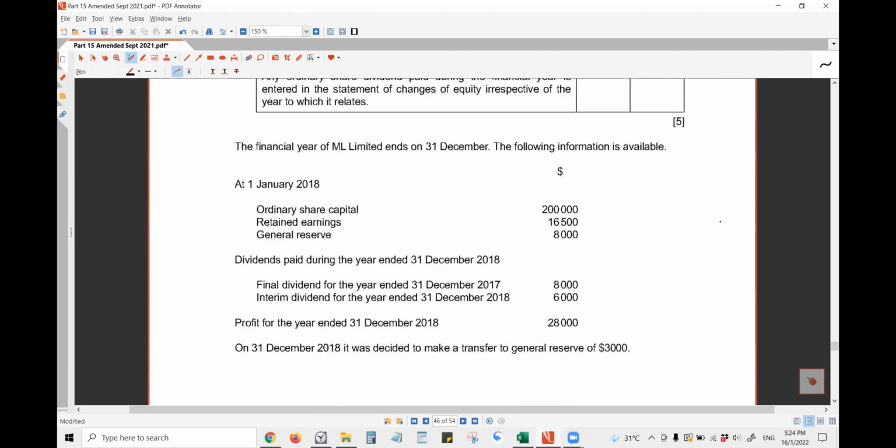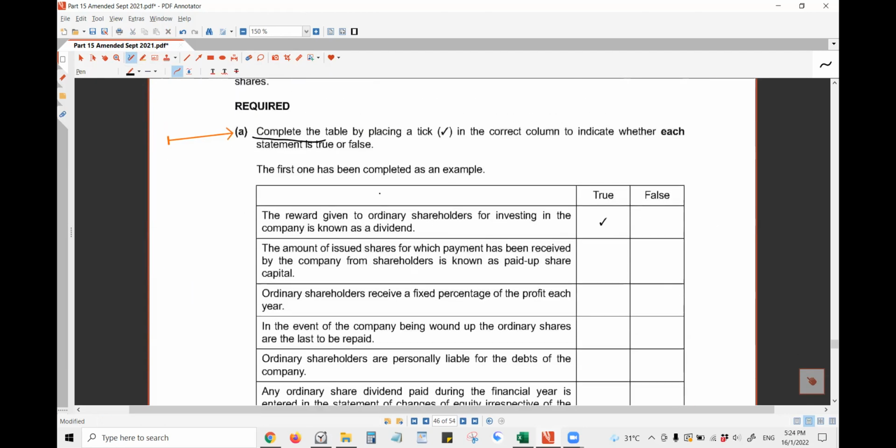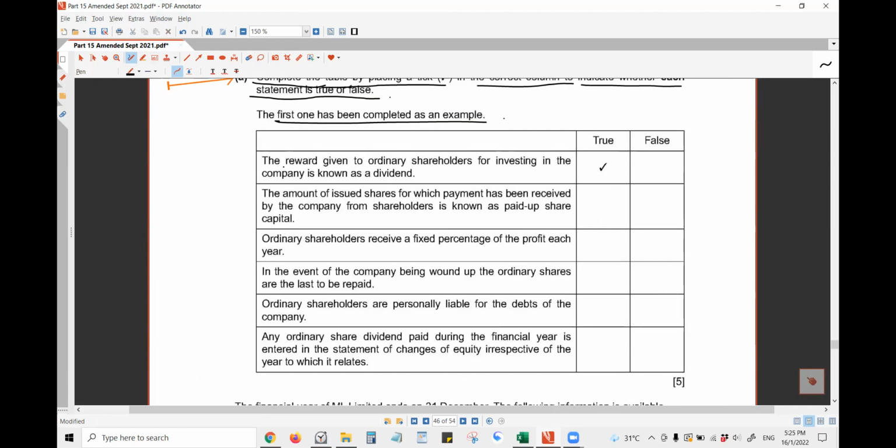Okay, 343. Complete the table by placing a tick in the correct column to indicate whether each statement or sentence is true or false. First one has been done as example. Let's read. Reward given to ordinary shareholders for investing in the company is known as dividend. Agree? Okay. So true.